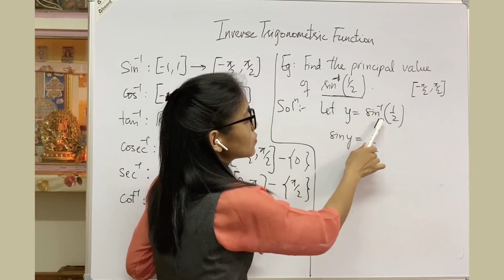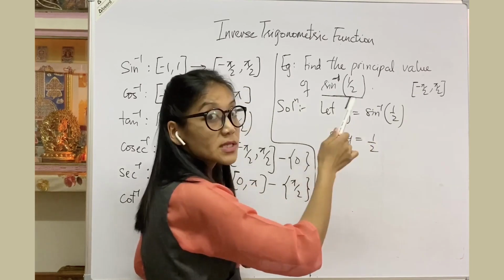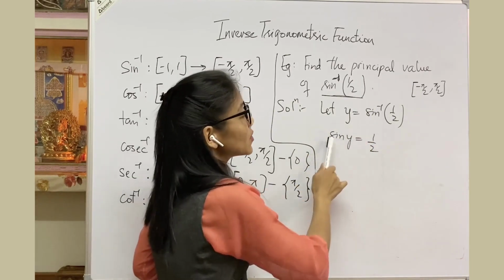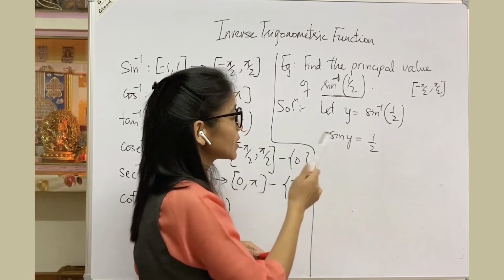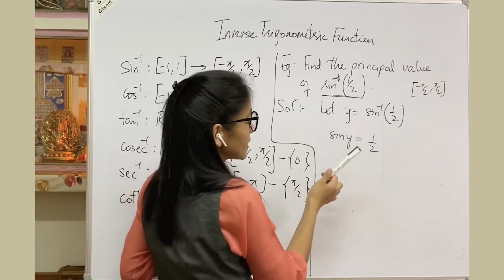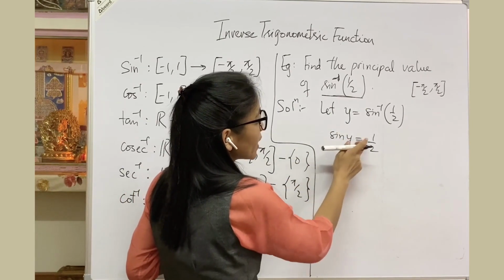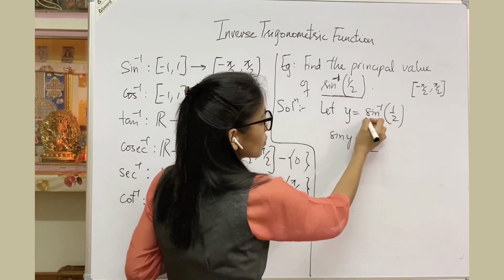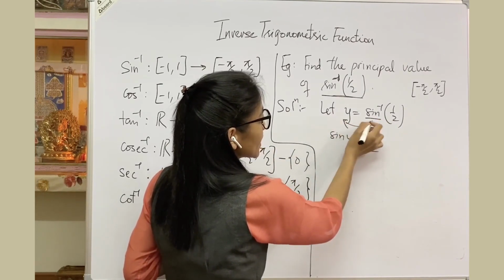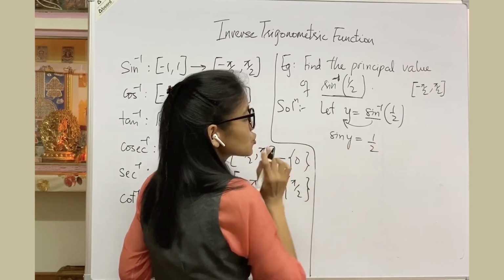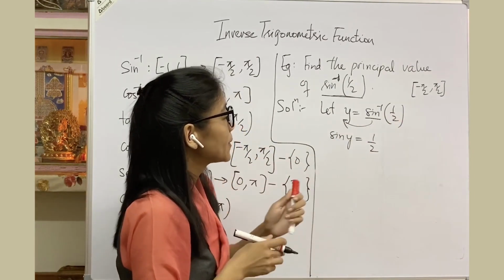When you have a sine inverse on the right hand side, and you transpose it to the other side, sine inverse will become sine. So in that way, you can try to understand it at this time, okay? So we get sine y is equals to half. We are taking this here, so we get sine y equals to half, this half, okay?